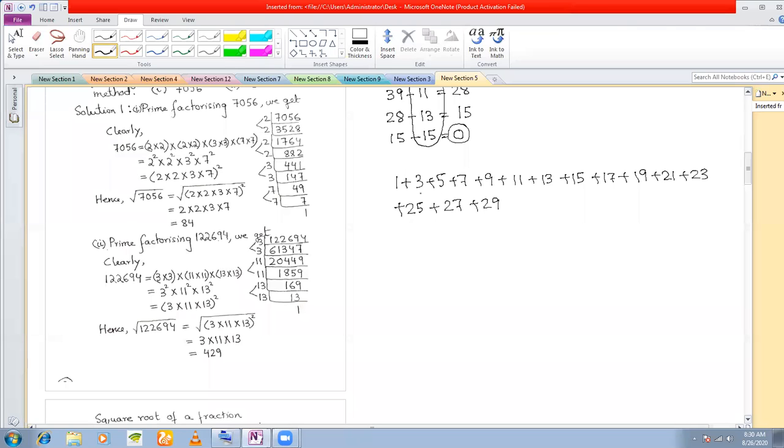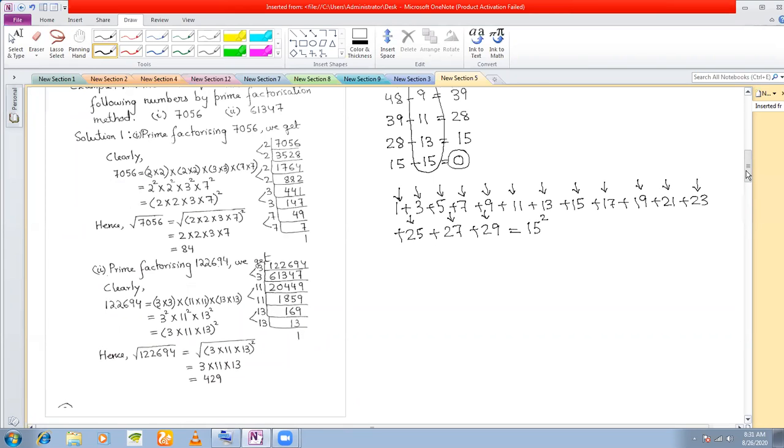How will you find out the sum? You simply count the number of odd numbers you have taken. How many numbers you have taken? 1, 2, 3, 4, 5, 6, 7, 8, 9, 10, 11, 12, 13, 14, and 15. You have taken 15 odd numbers whose sum you want to find out. So therefore, this must be equal to 15 square. Understood? It's as simple as that. Remember this rule. Very important.